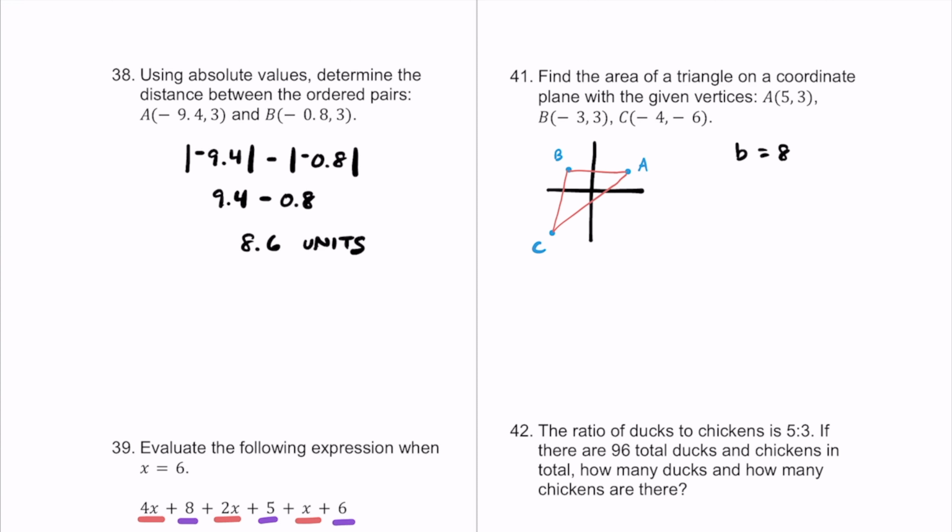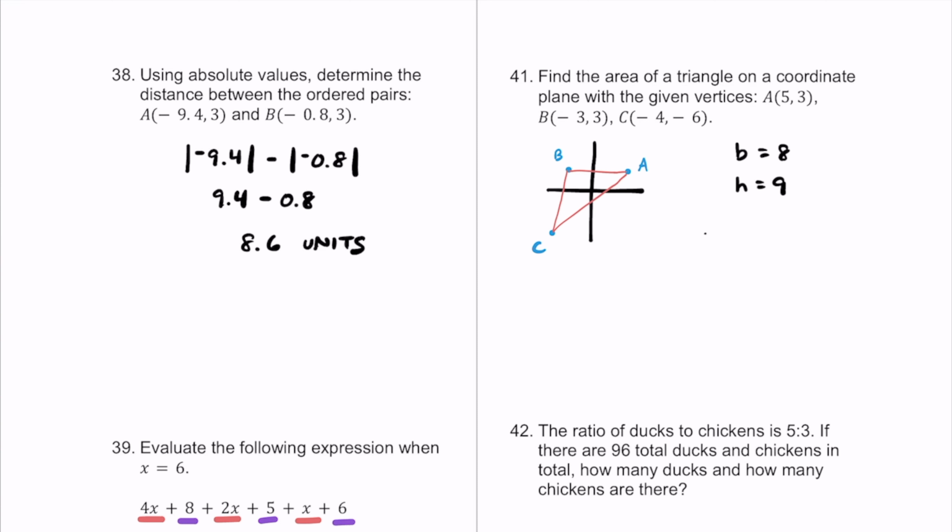And then how tall is this? Well, the highest y value we have for A and B, it looks like A and B have a y value of 3. But what's the lowest y value? That's the y value for C. That's going to be at negative 6. So it looks like the highest point is 3 and the lowest point is negative 6. So how far apart are 3 and negative 6? Well, they're 9 away from each other. So the height here is going to be 9 units.